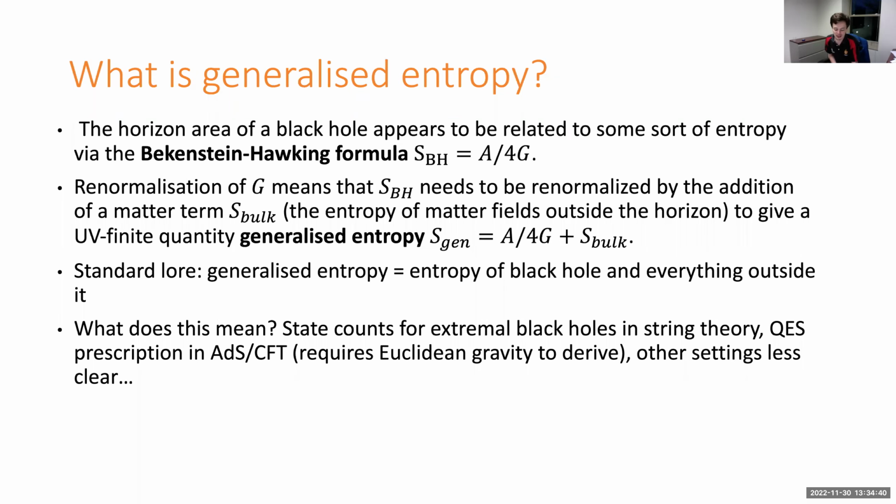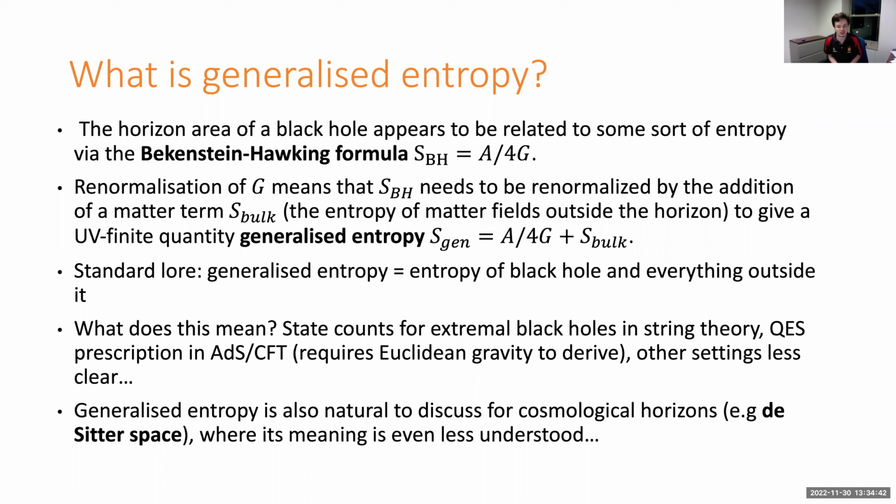And in other settings, it's even less clear. For example, for cosmological horizons in de Sitter space, generalized entropy seems to be, again, computing some sort of entropy. It still has a relationship to temperature, and so on, but the meaning is even less clear than in the settings I discussed above.